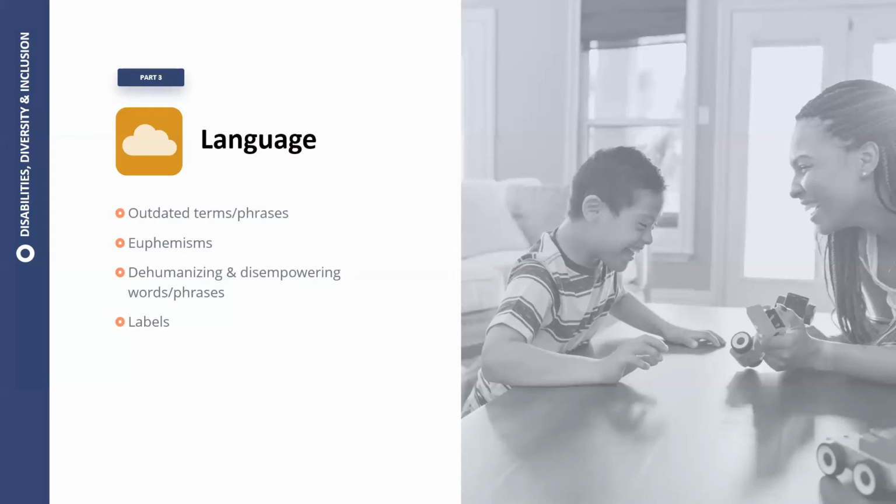As we explore this section on language, we'll look at 3 types of ableist language that are most common. There are definitely more, but with an understanding of these 3, you can begin to improve your awareness.